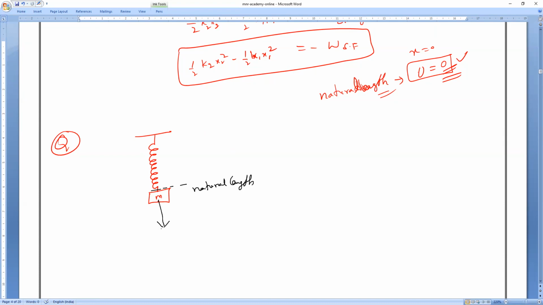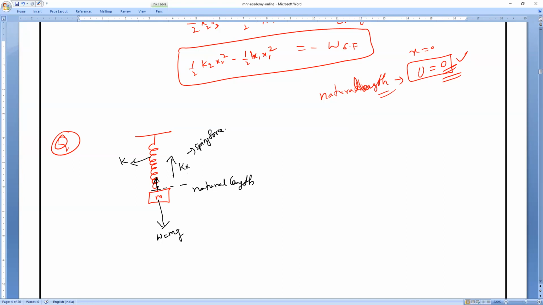The weight of the object will always act in which direction? Downward. And definitely there is an upward force, which we used to call the spring force. The spring force is in the opposite direction, Kx, and the spring constant is K. So what is the spring force, everybody? Spring force is equal to Kx.